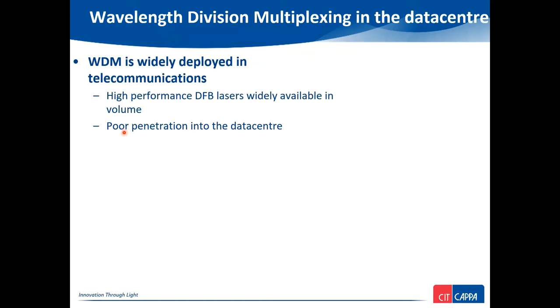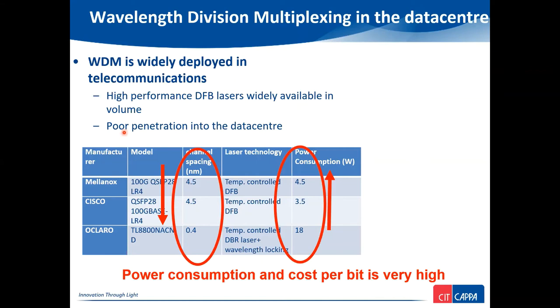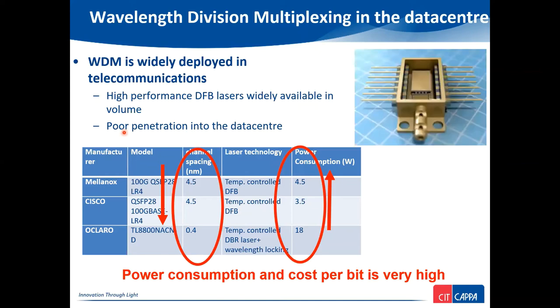The problem itself isn't actually the laser. The DFB lasers required can be produced in volume and at low cost. The issue is more about power consumption, or the need to thermally stabilize this laser. We've pulled some example spec sheets here for different WDM systems. As the channel spacing gets tighter, and the control required over the channel increases, the power consumption of that laser tends to increase very rapidly, which adds both a power consumption problem and a cost problem as well.